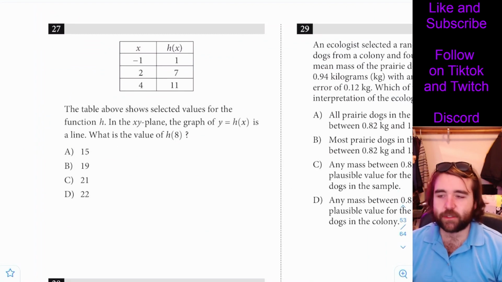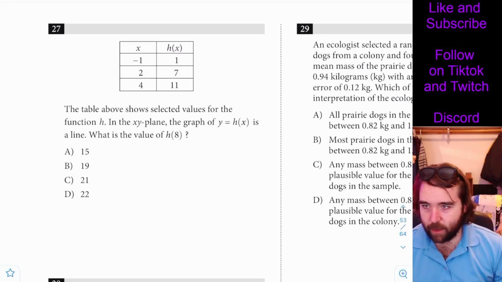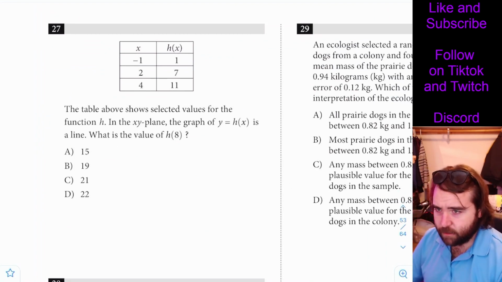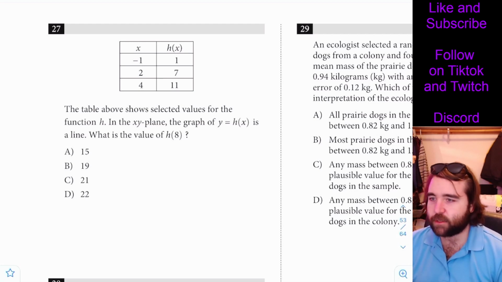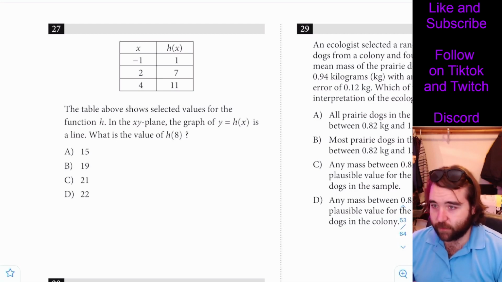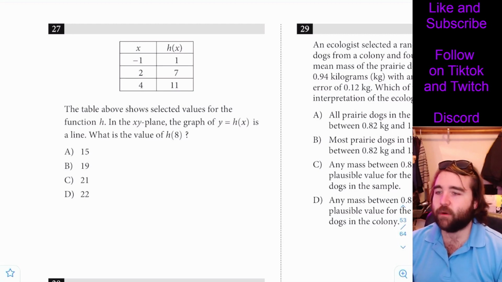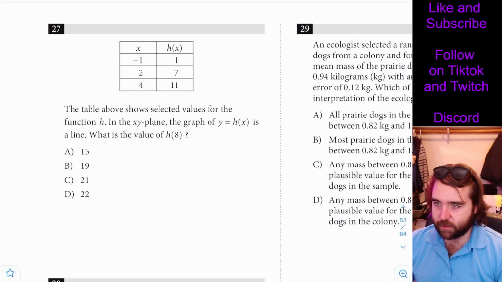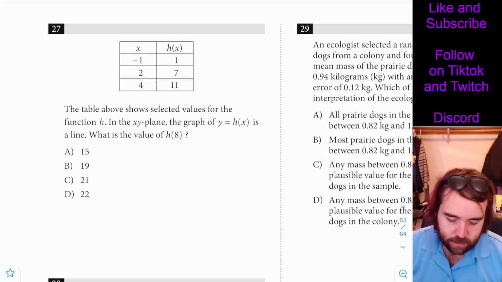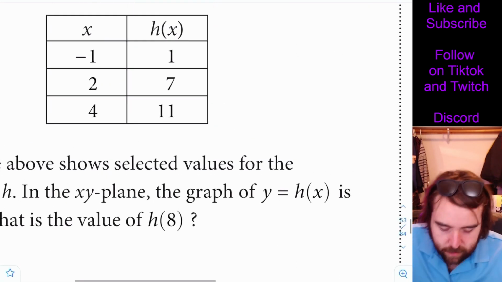All right, are we going to try to just continue the pattern again? Maybe. If it's linear, does it say it's linear? Let's read the question. The table above shows selected values for the function h, and in the xy-plane, the graph of y equals h of x is a line, so it is linear. What is the value of h of 8? So yeah, I would just continue the pattern, but we just have to be correct about the pattern.